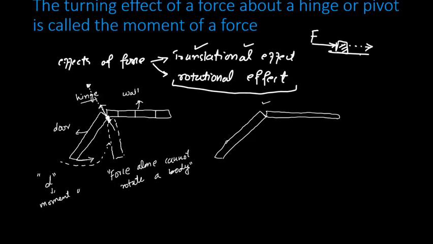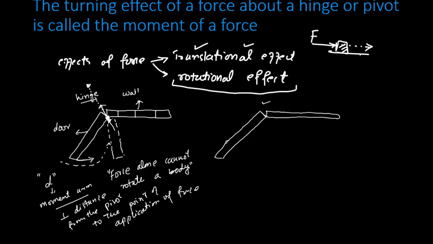We represent this distance by d, and that is called the moment arm. And what is moment arm? Moment arm is basically the perpendicular distance from the pivot point to the point of application of the force. The point of application of the force is this point here. The force is applied, and this is the pivot point. So the perpendicular distance between these two will be the moment arm, and we will discuss this later on, that what is the perpendicular distance between this force and this hinge point.